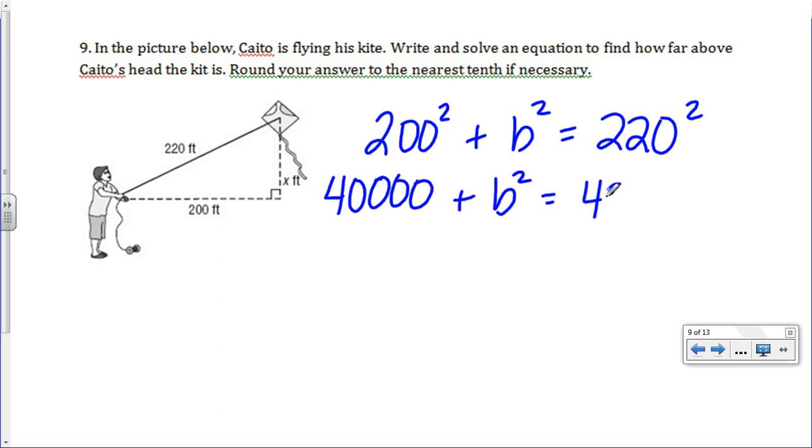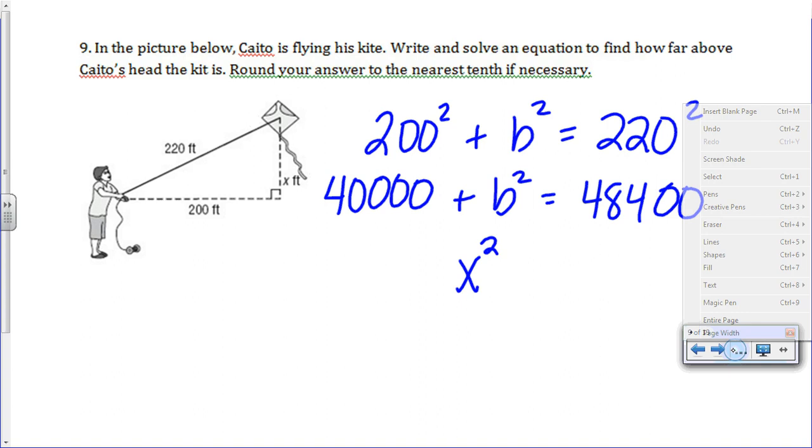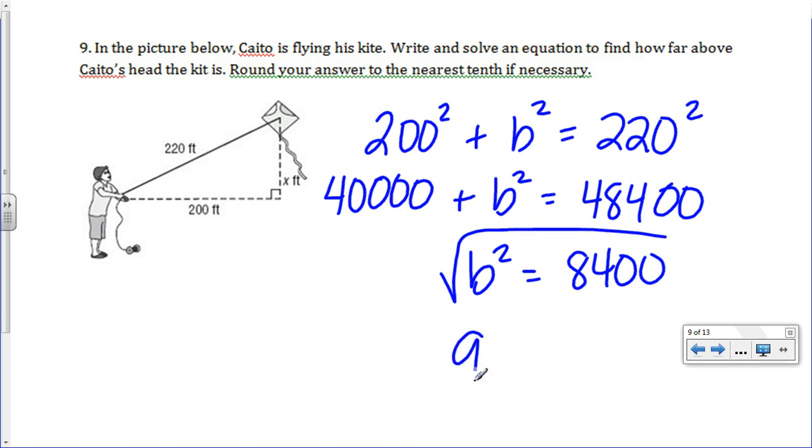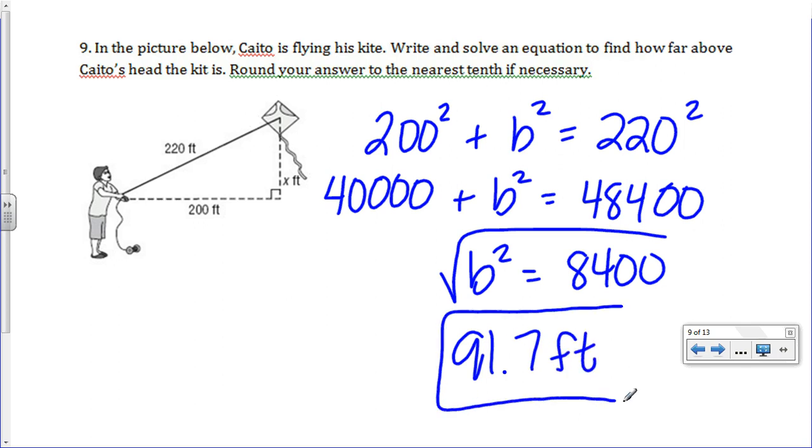Careful writing down all those zeros, don't forget any. Alright, find the leg again, so I'm going to subtract. Get rid of b squared, even though the problem says x squared. Stick with b. Minus, subtract that would be 8,400. Square root it, 91. So we're told to the nearest tenth, so 91.7 feet. How far above his head that is.